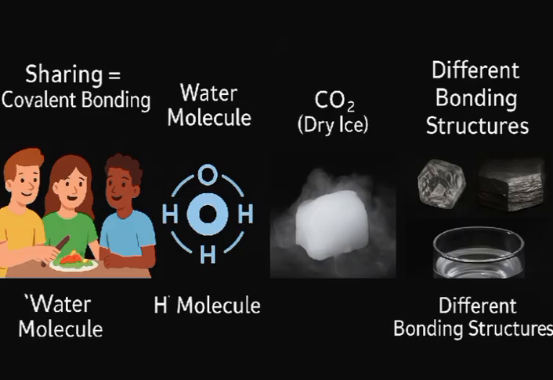Properties of covalent compounds. 1. Gases or liquids at room temperature, CO2, O2. 2. Low melting and boiling point. 3. Poor conductors of electricity, no free ions. 4. Can form giant structures: diamond, hardest; graphite, conducts.